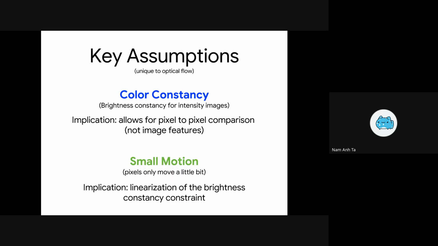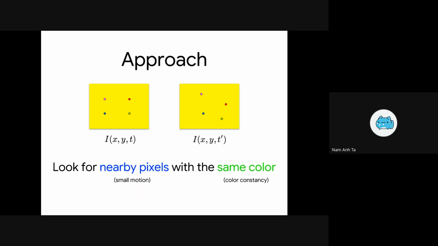So there are two primary assumptions. The first is color constancy, assuming that within a short period, the brightness of the pixel doesn't change. And the second is small motion, assuming that the movement of objects or the camera between two frames is very small. So we will observe the surrounding pixels to see if they have the same color. In the next image, we look at the nearby point with the same color and infer it is the continuation of the same point from the previous frame.